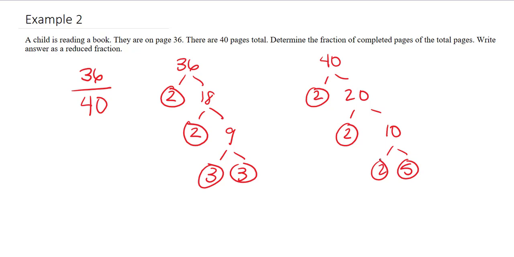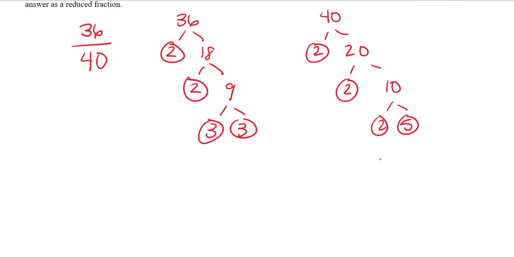So we found the prime factorization of both numbers. Let's write this out. So we have 2 times 2 times 3 times 3. And then on the bottom we have 2 times 2 times 2 times 5. Let's start crossing out. So we have a 2 on the top and a 2 on the bottom.